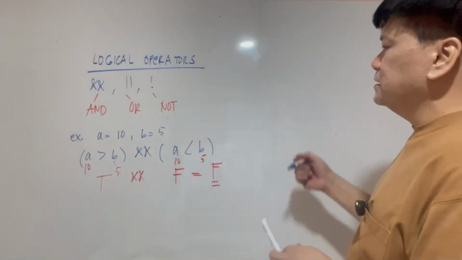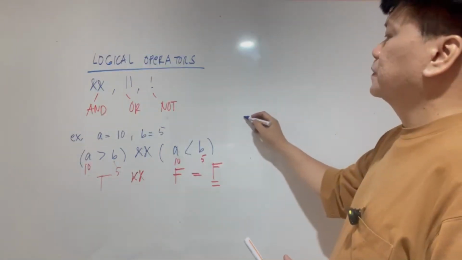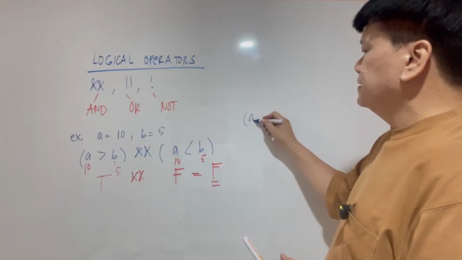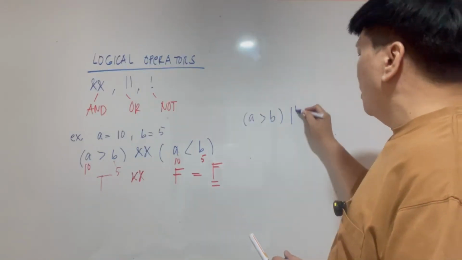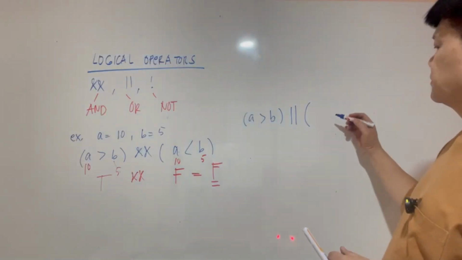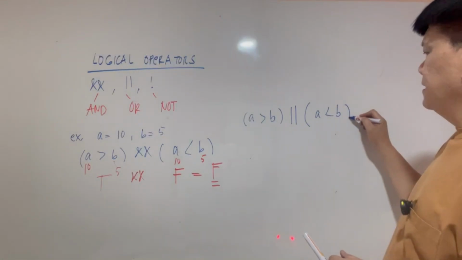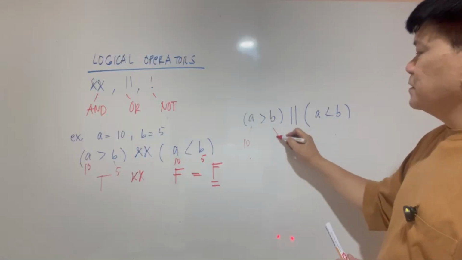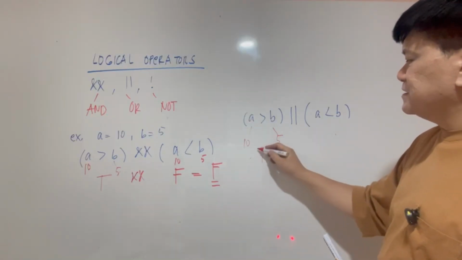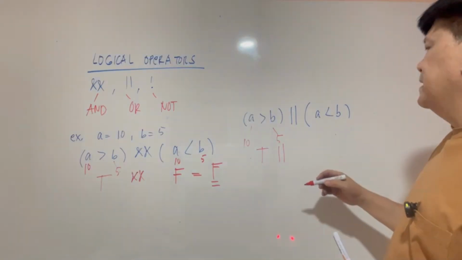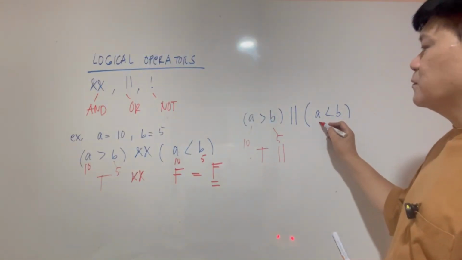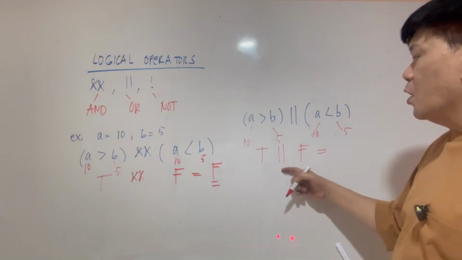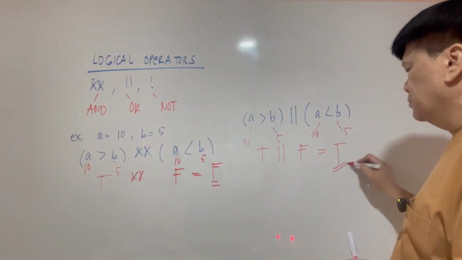Now another example, let's use the same values for the OR. Let's say A, is it greater than B? Or you have A is less than B. So let us substitute. A is equal to 10, B is equal to 5. Is 10 greater than 5? That is true. Then let's take the OR operator. Let's have here A is equal to 10. Is it less than 5? So this is false. Now true or false, that will give you an output of true.